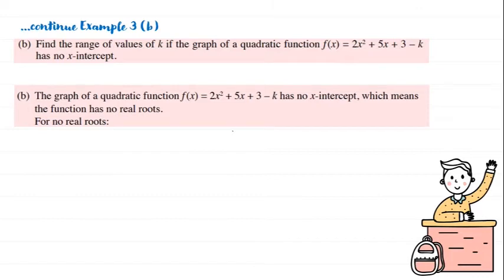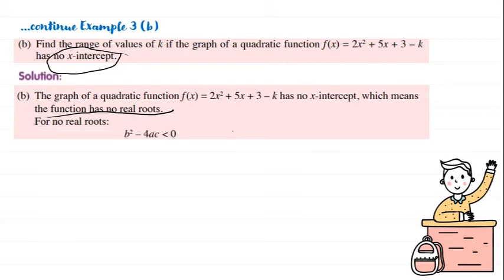Okay, continue with example 3 for B. Find the range of values of k if the graph of quadratic function f(x) = 2x squared plus 5x plus 3 minus k has no x-intercept. So this is the keyword. Okay, so if the graph of quadratic has no x-intercept, which means the function has no real root. So if no real root, it means that the discriminant is less than 0.